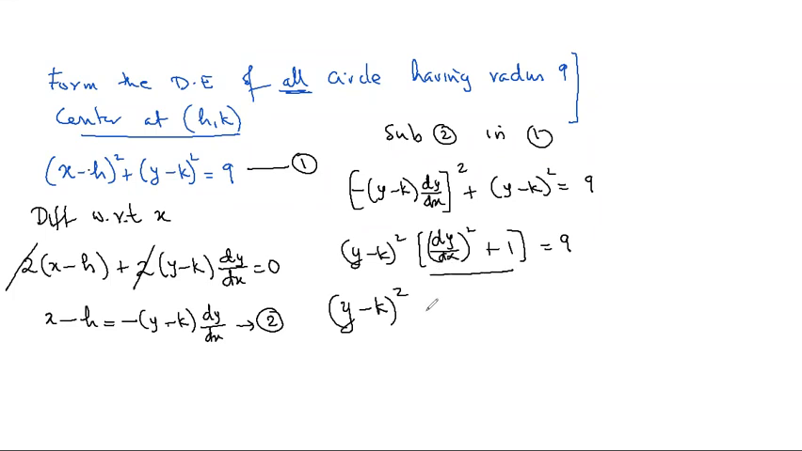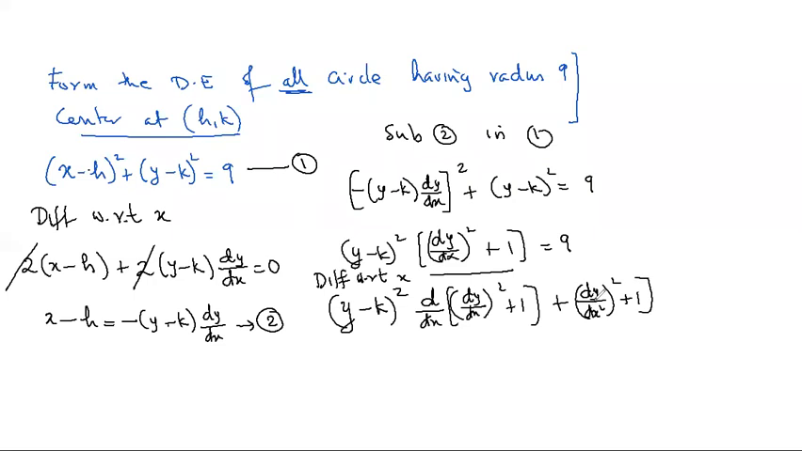Now find the derivative of this. I'm differentiating again with respect to x. This is my last chance to differentiate; I cannot differentiate after that. y minus k the whole square into the derivative of this. I'll write the steps. Plus dy by dx the whole square, plus 1 into the derivative of y minus k, which will be 2 into y minus k into dy by dx.